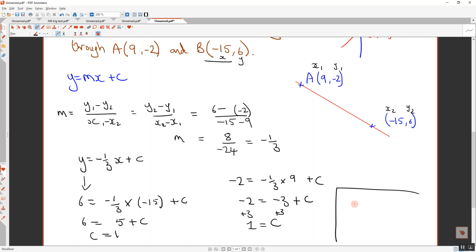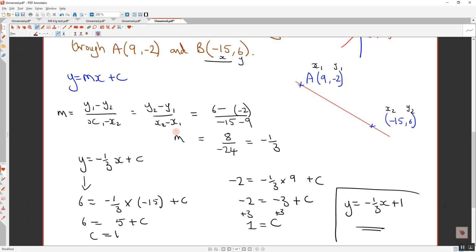What's my answer? Sam? y equals -1/3 x plus 1. Yep, plus 1. All right, good. Any questions?